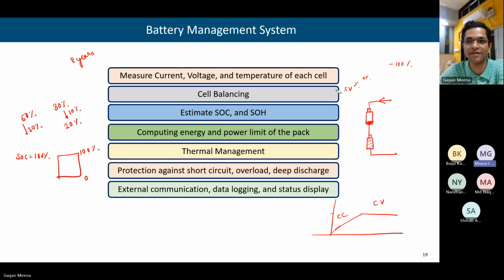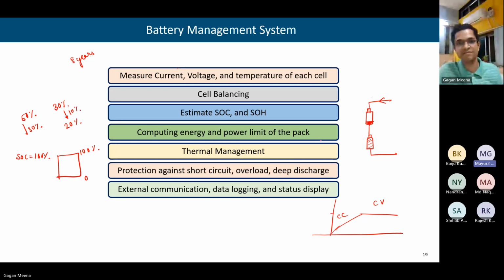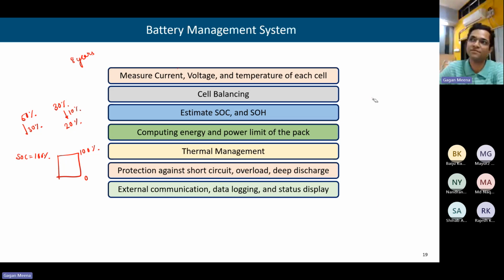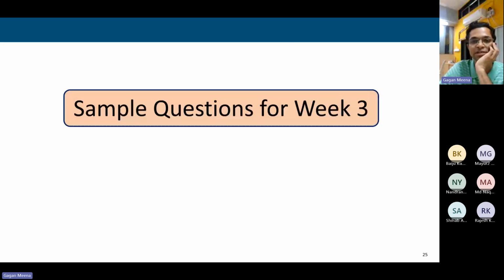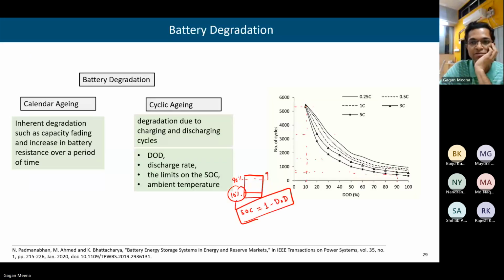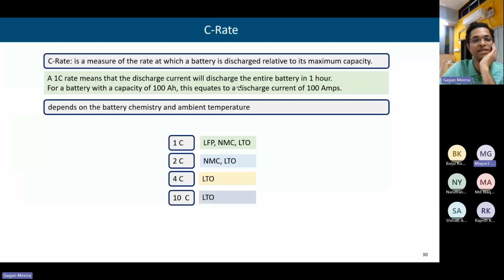A few more questions coming out. If it's not delaying, can I ask? Yeah. Now, as you said, for 5C or 0.25C, practically are 5C or more than 1C batteries available in the market, if you're aware? LTO, you will see. I have shown here, in the lithium ion category.